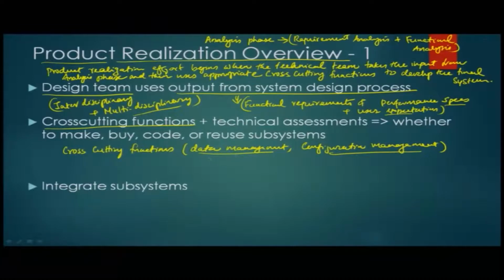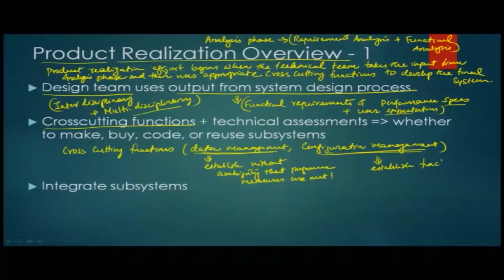Why is data necessary? It is to establish without ambiguity that performance measures are met. So you want to establish without ambiguity, so there you require data. And also the configuration management, because this establishes functional capability. Along with cross-cutting functions, you include technical assessments.